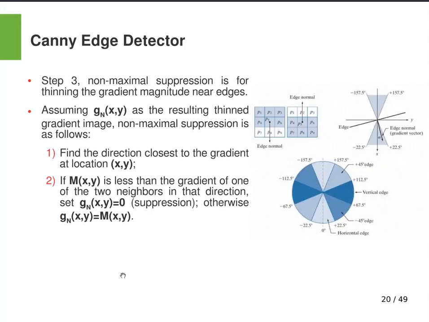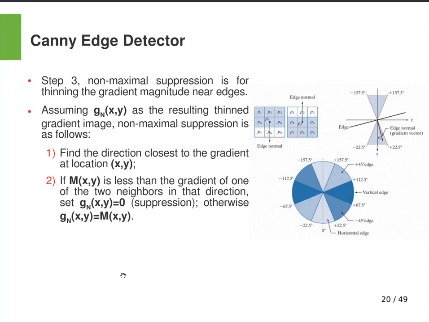So in step 3, we use non-maximal suppression of the gradient magnitude, and that is for thinning the gradient magnitude near the edges. To do that, we assume G subscript n of x and y as the result of thinning of the gradient image, and this is how we perform non-maximal suppression. In the first step, we find the direction closest to the gradient at location x and y. This basically is done for all the locations in the image.